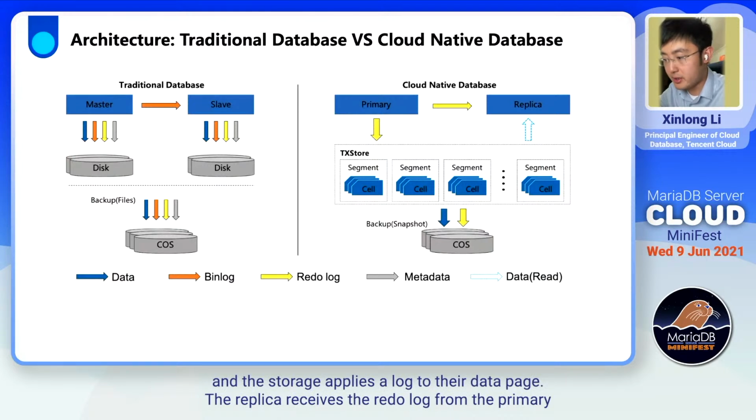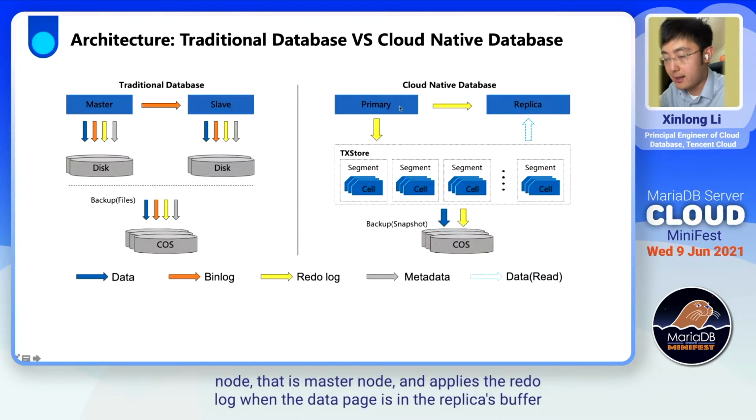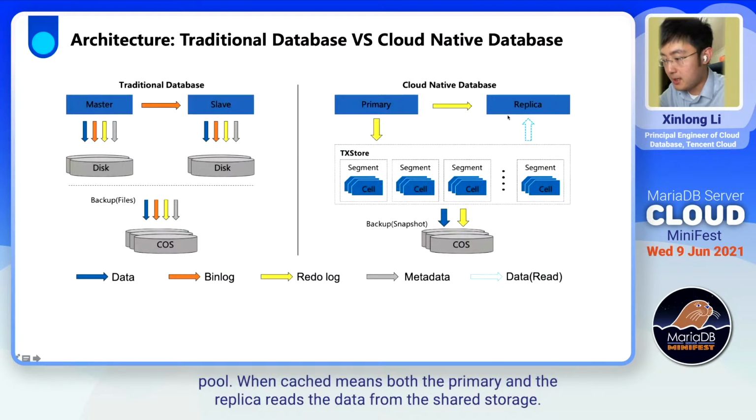The replica receives the redo log from the primary node, that is the master node, and applies the redo log when the data page is in the replica's buffer pool. When the cache misses, both the primary and the replica read the data from the shared storage.